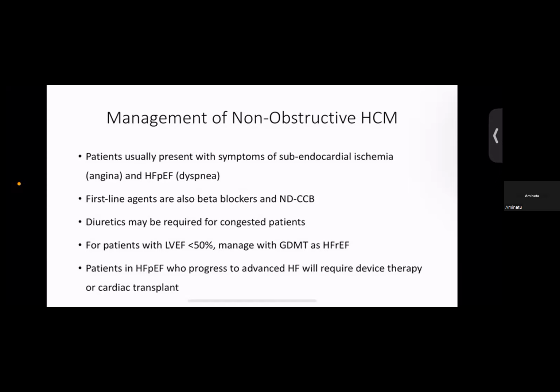So for patients that have an ejection fraction less than 50, we manage them with guideline-directed medical therapy as HFrEF. This is an important point for HCM: HFrEF is considered when the EF is less than 50, not less than 40. Patients in HFrEF who progress to advanced heart failure may require device therapy or cardiac transplant.